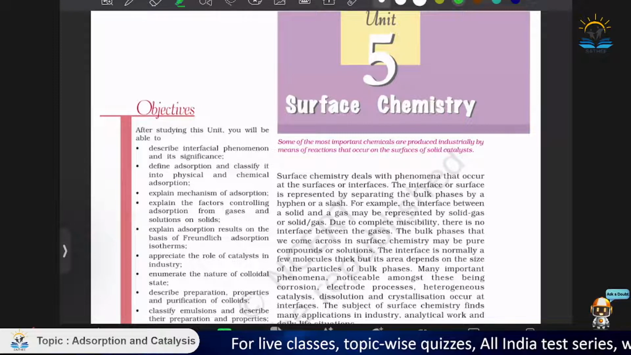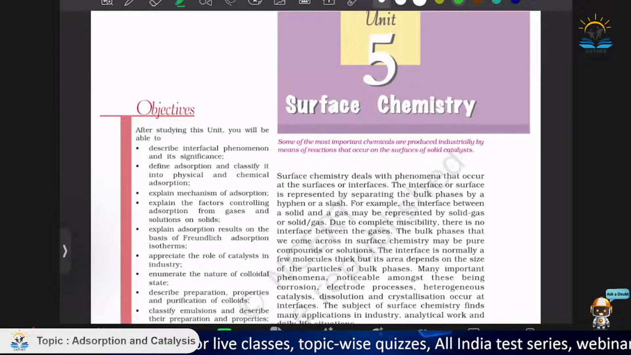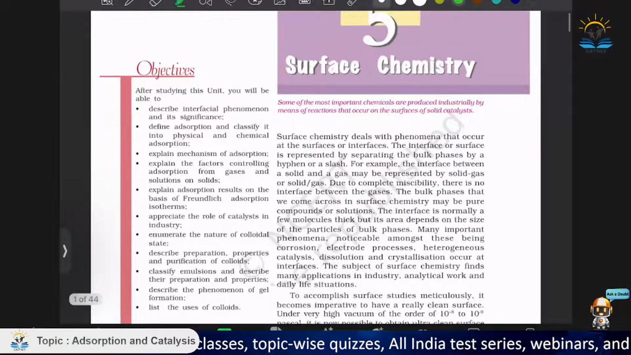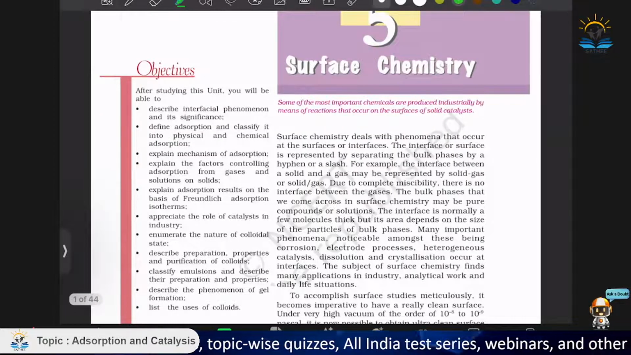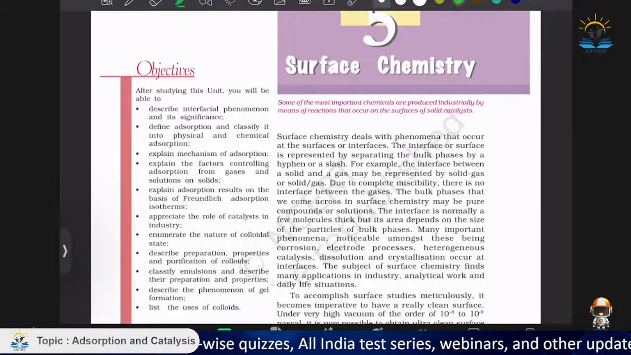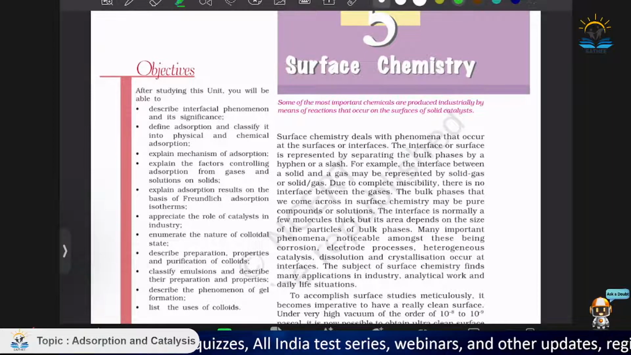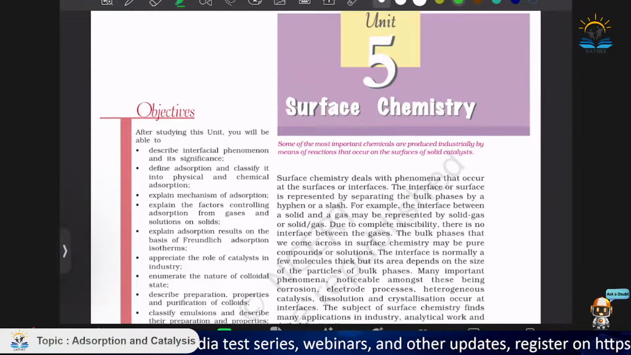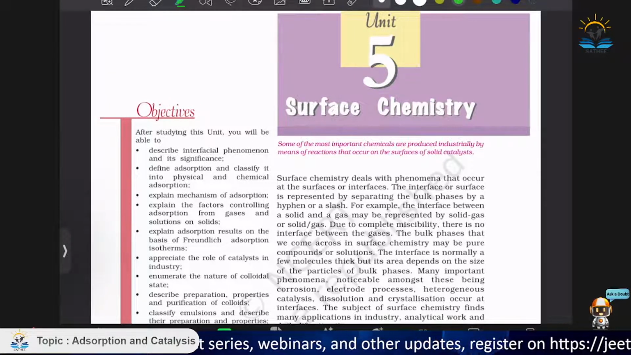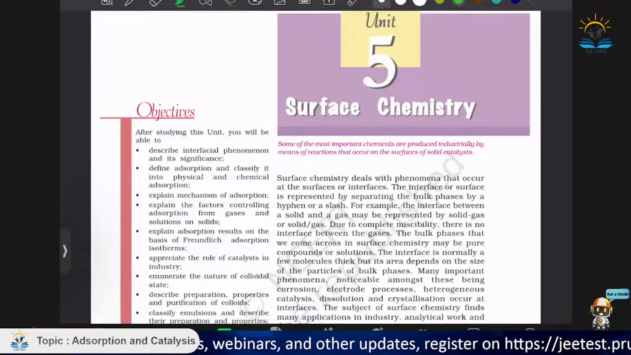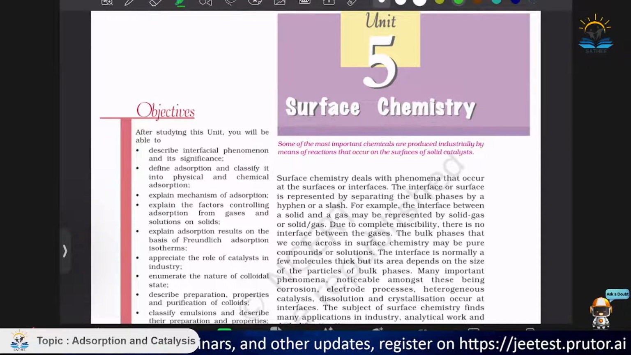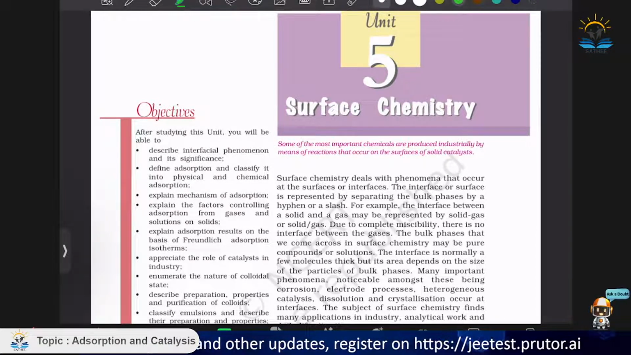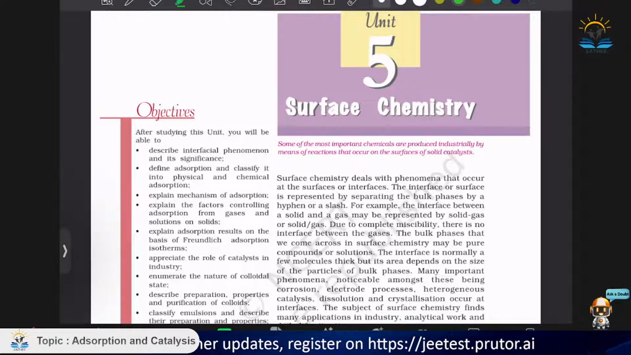Today I'm going to discuss the chapter surface chemistry. This is a very easy chapter belonging to your physical chemistry of class 12, and there are only very few concepts which we need to understand in this chapter to solve the questions. Today we are going to cover the adsorption part and catalysis part, and in the next class we'll cover colloidal solutions.